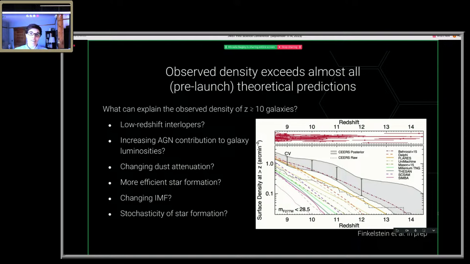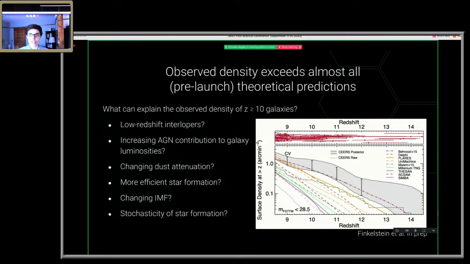Are we seeing an example of higher mass stars, maybe Pop III stars, in these galaxies? And could it be related to the stochasticity of star formation, star bursts, and variability in the star formation histories?